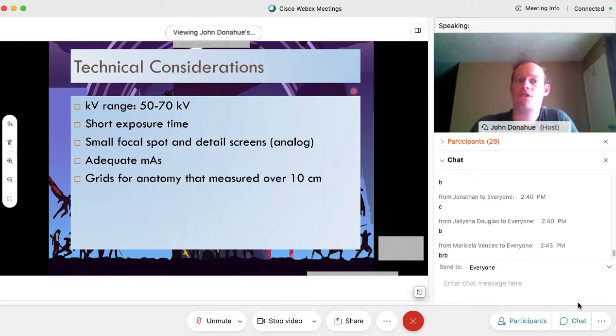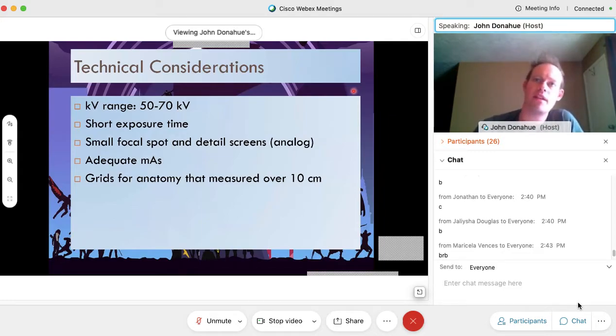Okay, our kV range for all the positions in this chapter is going to vary from 50 to 70 kV. 70 more so in the knee and tib-fib area. 60 would be in the ankle and the foot area, and 50 would be reserved for the toes. Some good points there. Toes 50, ankle and foot 60, tib-fib and knee 70. Your average kV for each of those parts.